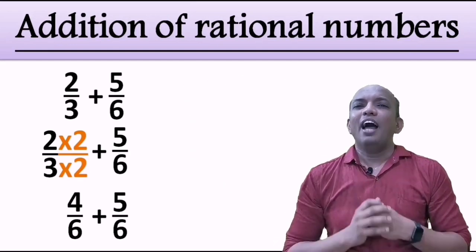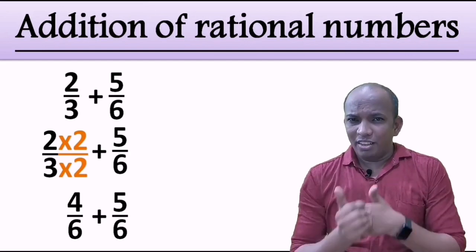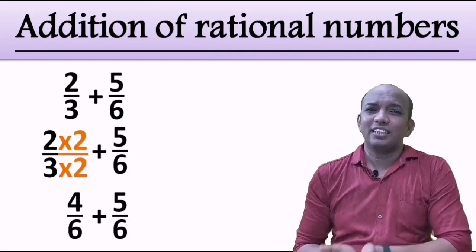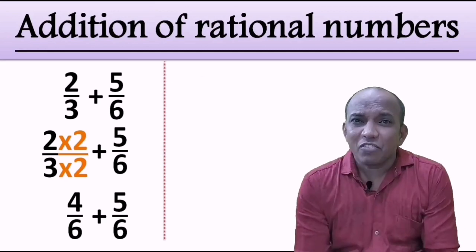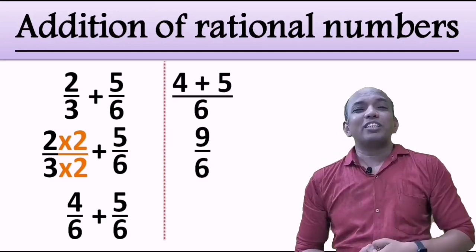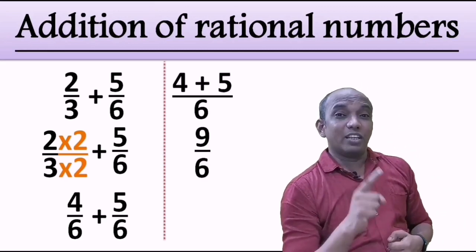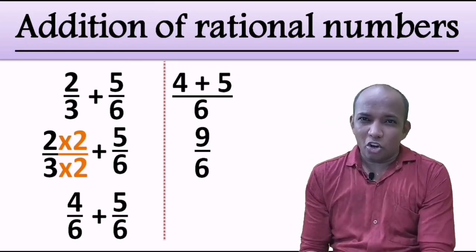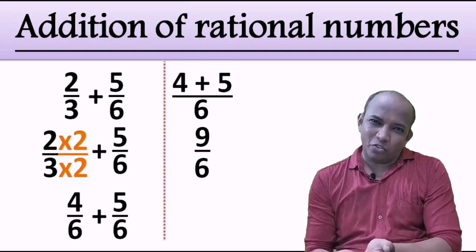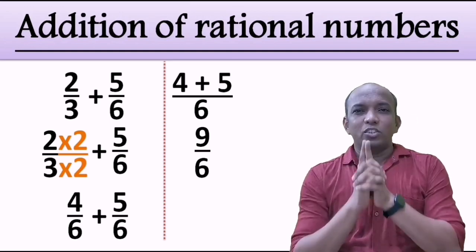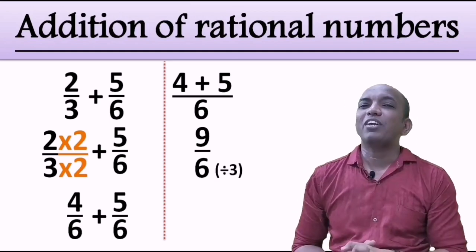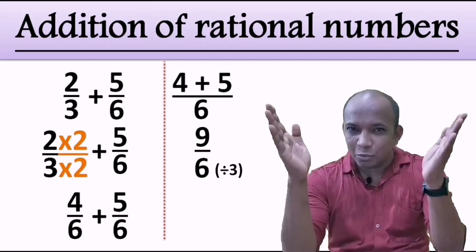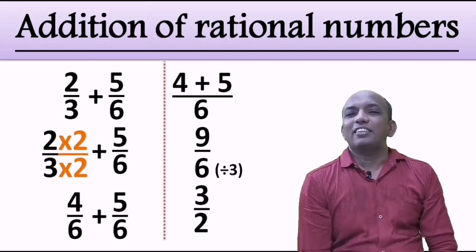Then we can add only the numerators. And what is the numerator? 4 plus 5, denominator 6, so that gives the answer 9 upon 6. But is it the final answer? Nope. What is the next step? We will see whether both these numbers come in the same table or not, or can we reduce it? Yes, of course we can reduce it by 3, right? So when we reduce 9 upon 6 by 3, we get the answer 3 upon 2, and that is our final answer.